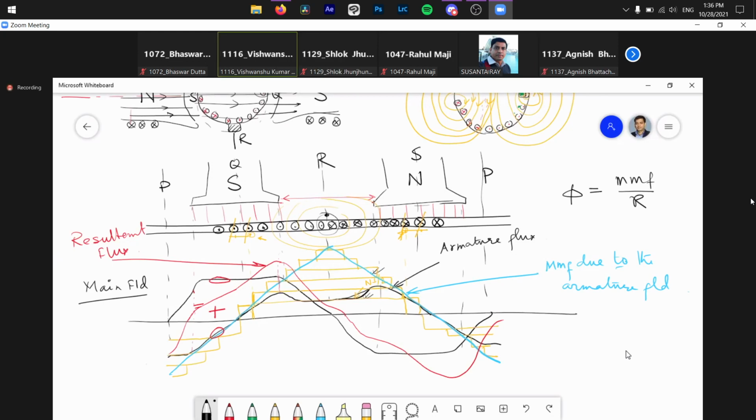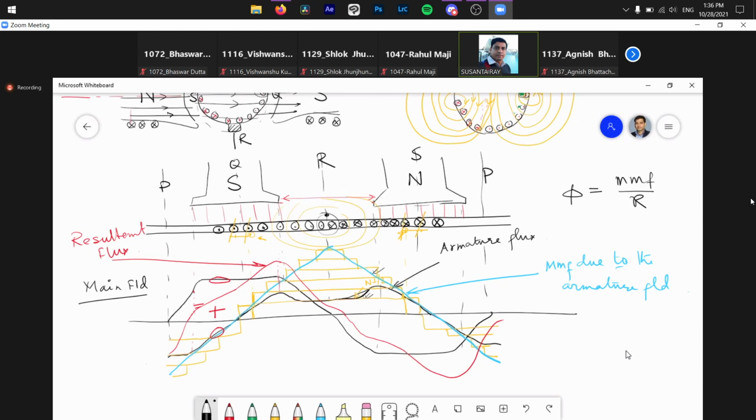Sir, Ni by 2 that you have written, why Ni by 2? Why not Ni? You are asking why it is Ni by 2. Okay, so one proof is there, that is by using the Ampere circuital law.